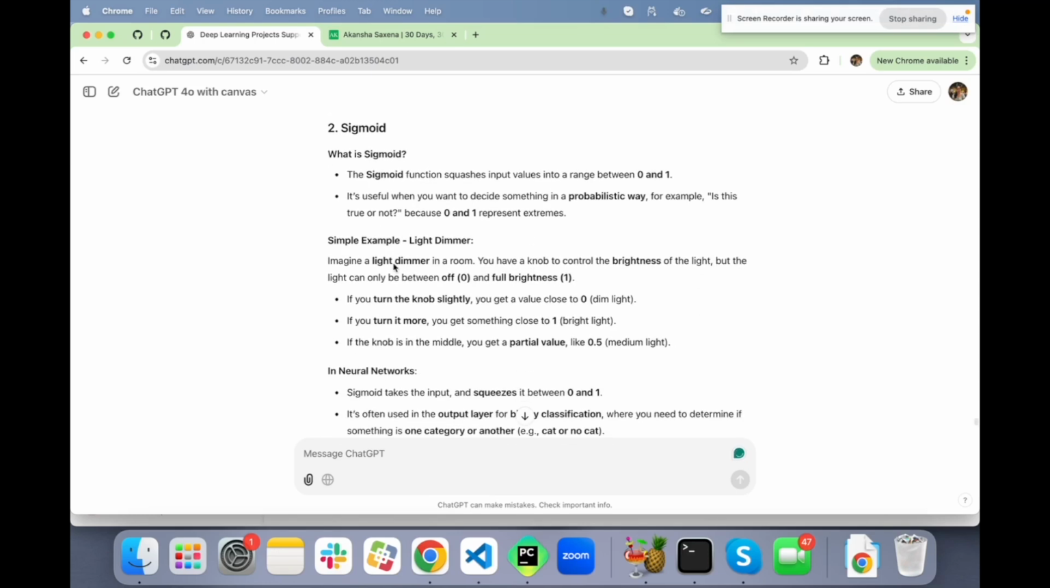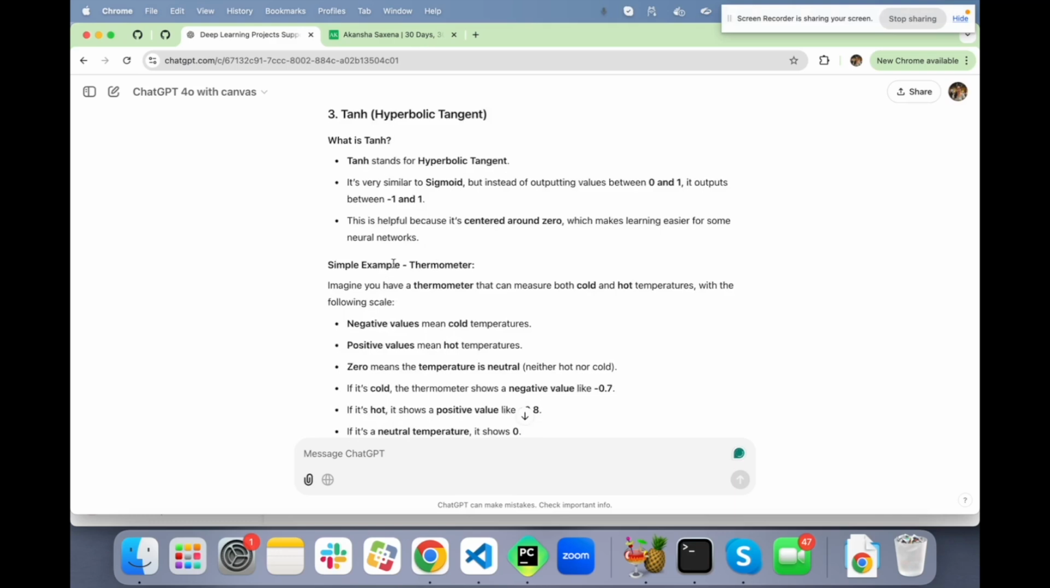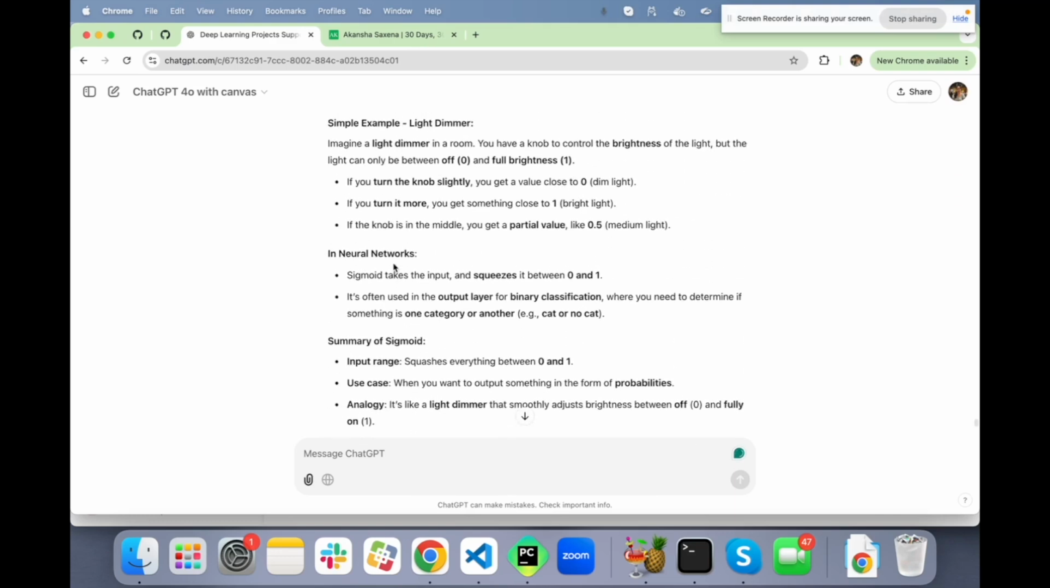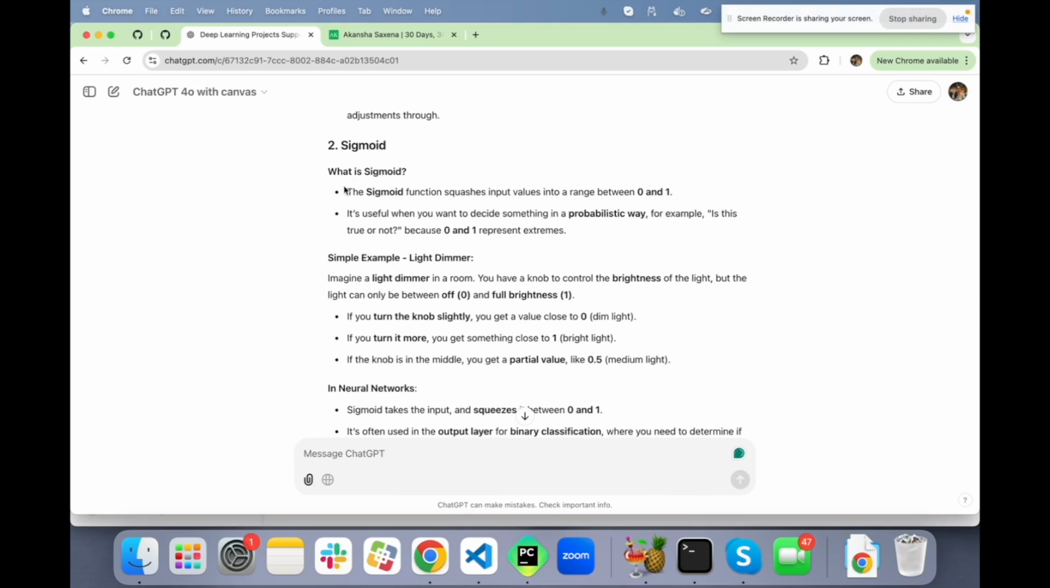Now, sigmoid. The sigmoid function squashes input values into a range between 0 and 1. It is useful when you want to decide something in a probabilistic way, for example. So it squashes the input values between the range 0 to 1. We can think of it in a probabilistic way. For example, is this true or not? Because 0 and 1 represent the extremes.